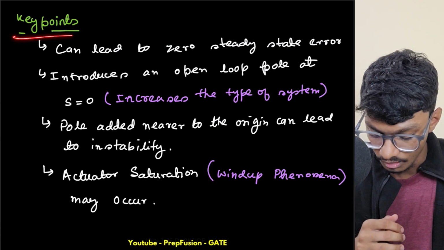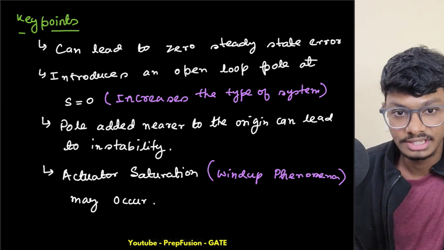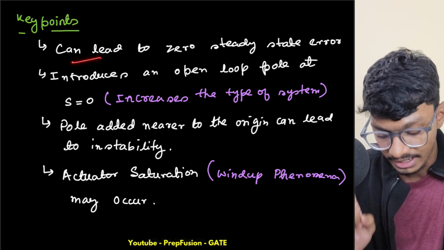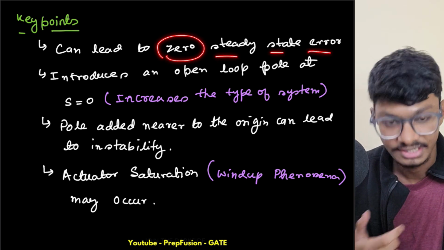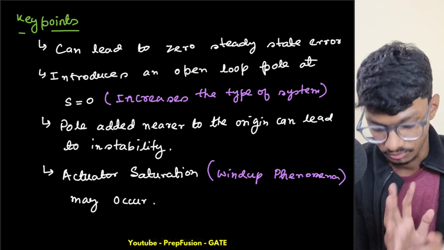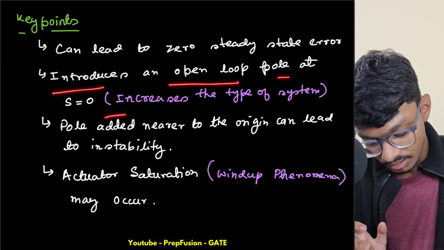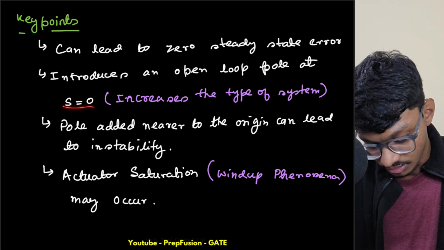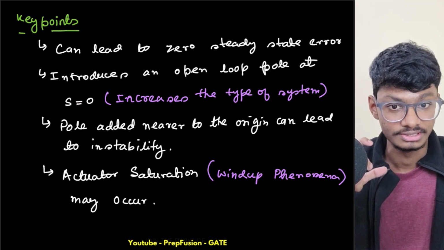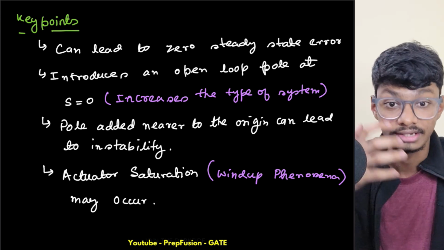Now let's study the key points of this PI controller. A PI controller can lead to zero steady state error. How? We'll understand. It introduces an open loop pole, as I told earlier, at s equals 0. So this increases the type of the system. We have studied this: if the type of the system increases, then the error reduces.